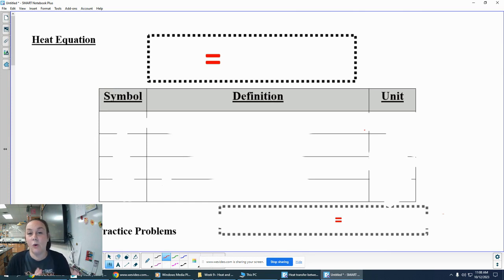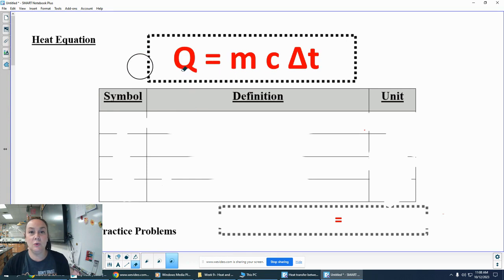So let's get into quantifying. Everybody wants to fire up a calculator here. Go ahead and make sure you got that going. But we have to learn how to put some numbers to this stuff. And so this is called the heat equation. And the heat equation looks like this. Q is equal to MC delta T. Q is equal to MC delta T.